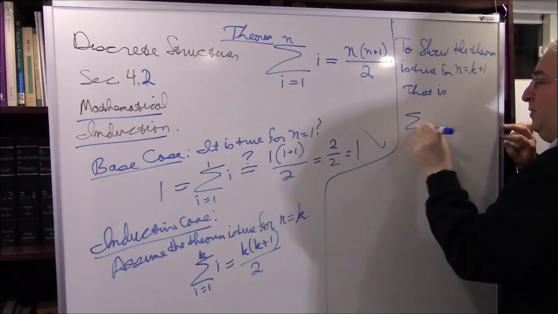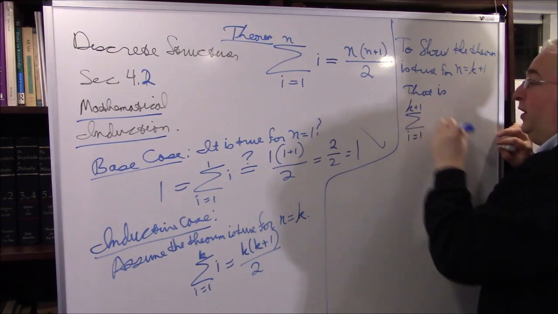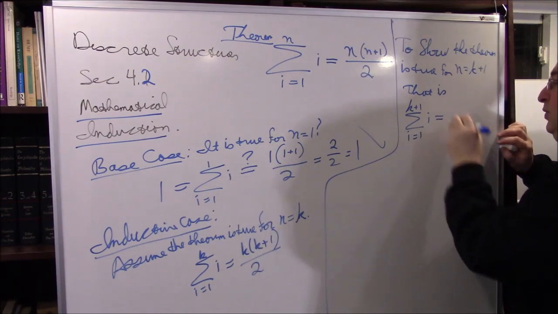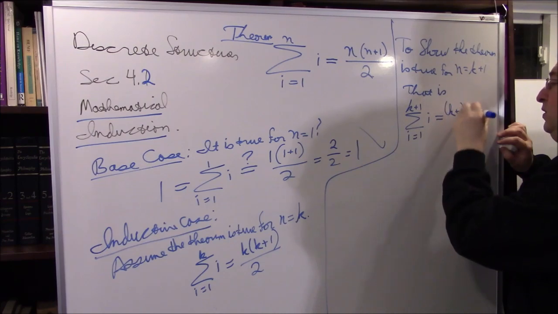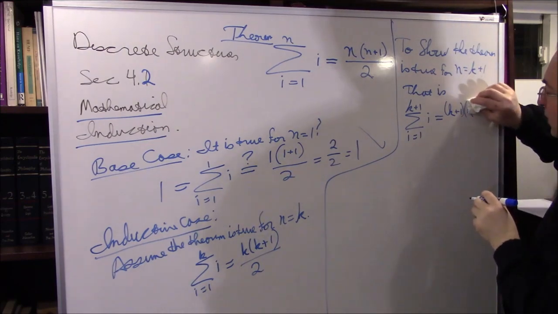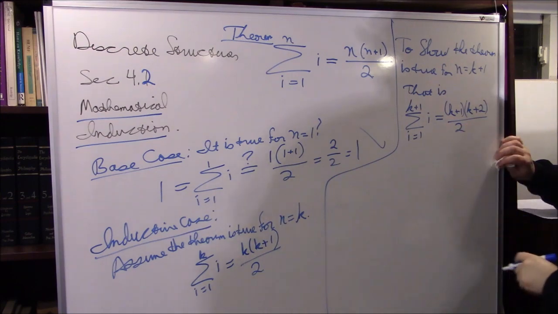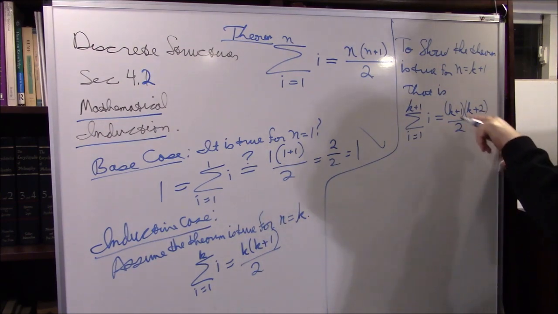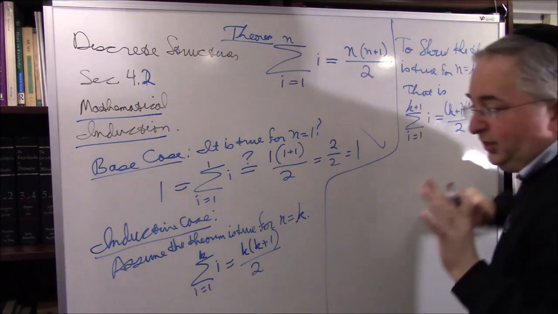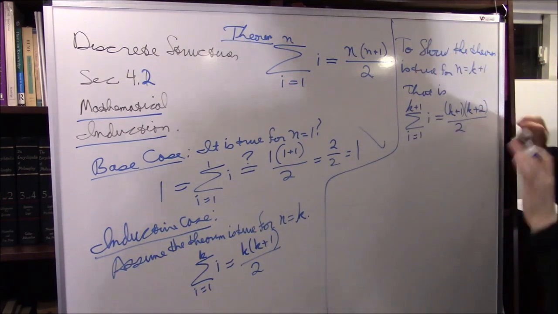So here's what the statement looks like for n is equal to k plus 1. The sum of i equals 1 to k plus 1 of i should equal k plus 1 times k plus 1 plus 1. K plus 1 plus 1 is k plus 2, divided by 2. Just for the hell of it, because it's a little bit ugly here, I'm going to work this out to see what it is. But again, I didn't do anything yet. I'm just assuming this, and I'm showing what I want to do. To show. That's what I want to do eventually.